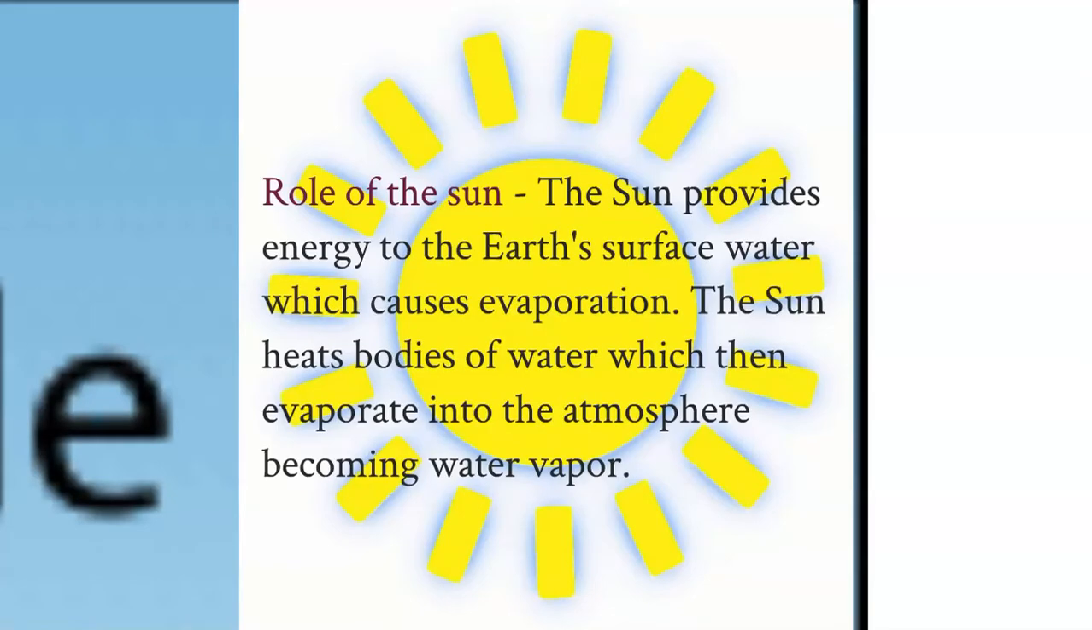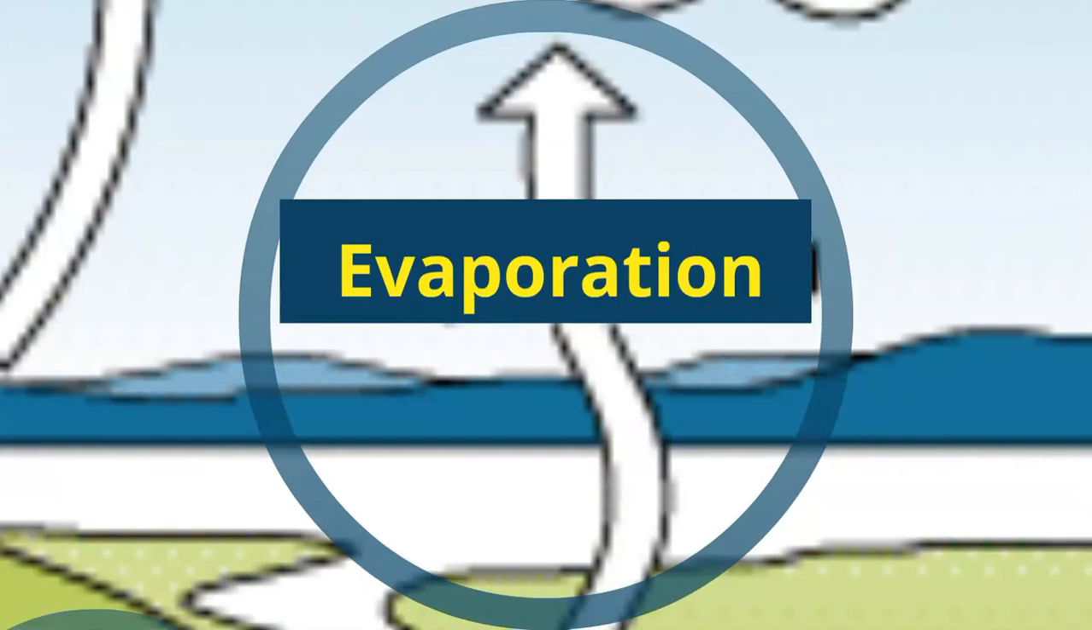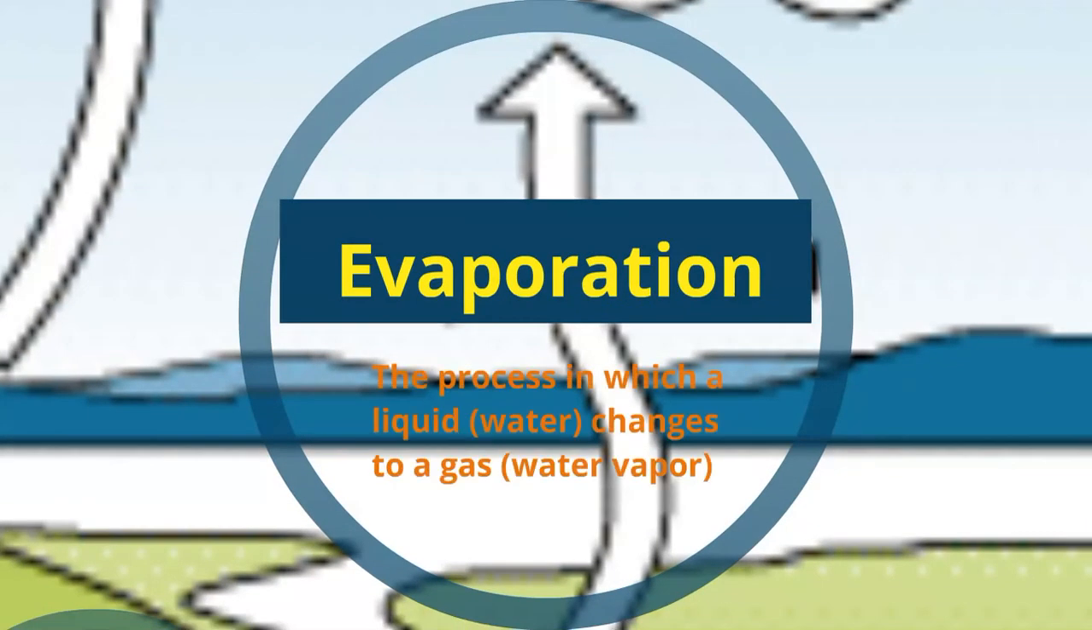The sun provides the energy to the Earth's surface water, which causes evaporation. When you heat up those bodies of water, the water becomes water vapor in the atmosphere. So we'll start there. Evaporation is the process in which a liquid, or water, changes to a gas, water vapor. And you probably want to write these definitions down so you have them for your picture with the flaps in class.